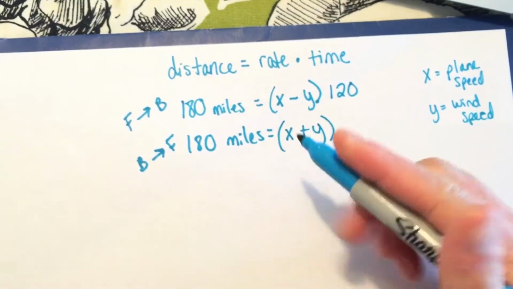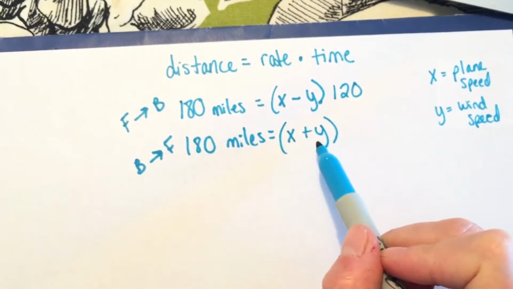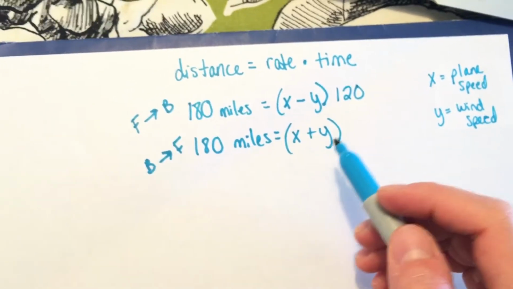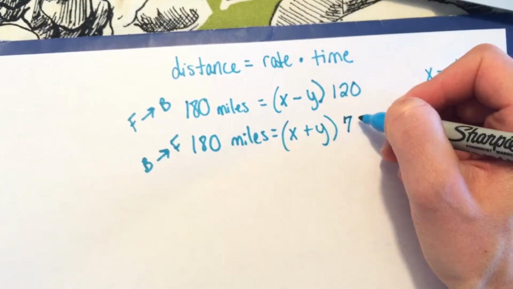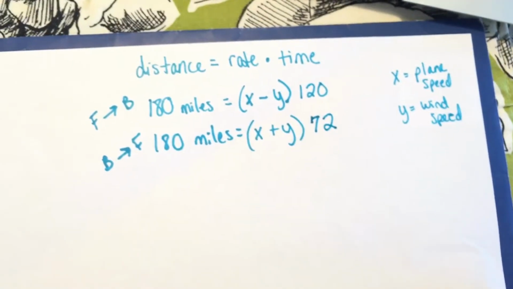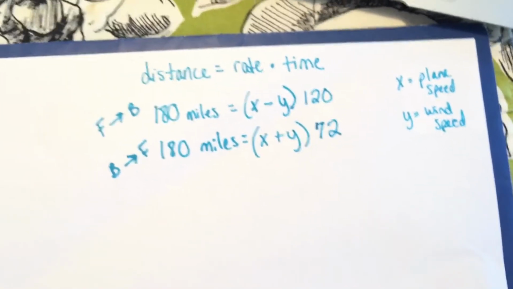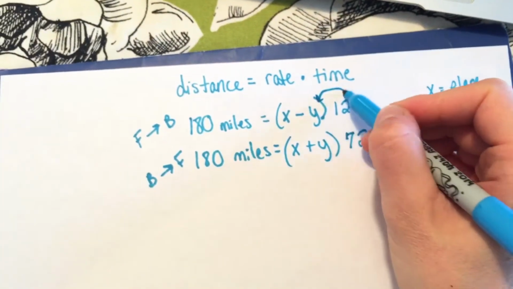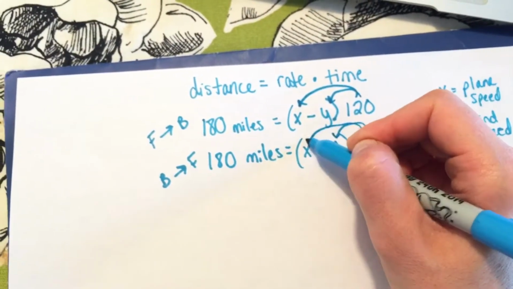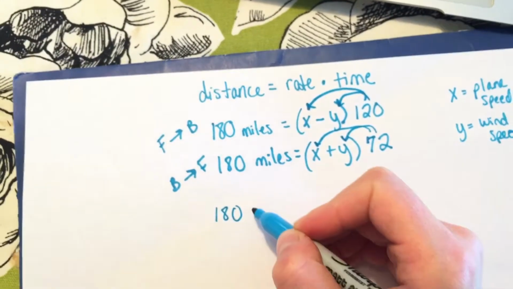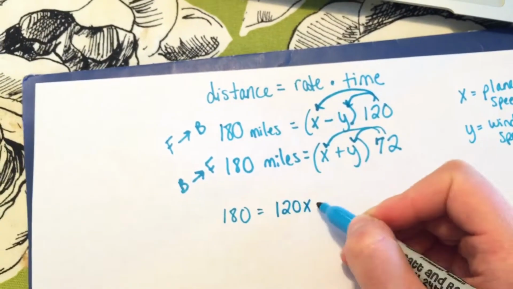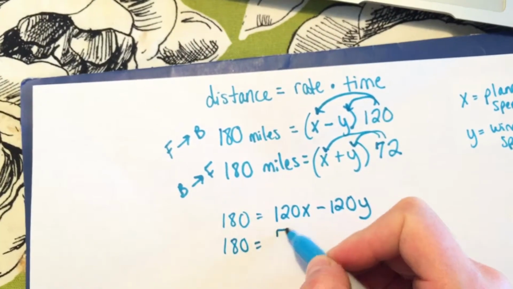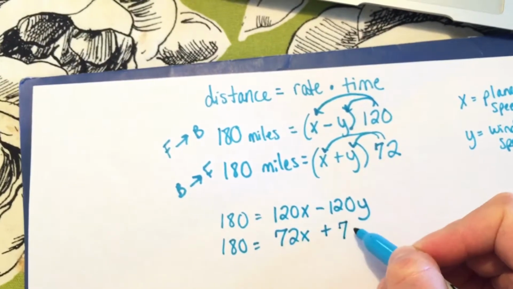So now he's traveling with the wind. If you want to think about it, the wind is giving him a boost. So the plane plus the wind speed, and that is going to be only 1 hour and 12 minutes, which translates to 72 minutes. Okay, now I have two equations. Next thing I'm going to do is to rearrange them and multiply them out. So I'm going to use my distributive property on both of these. So I get 180 equals 120x minus 120y. And then 180 equals 72x plus 72y.